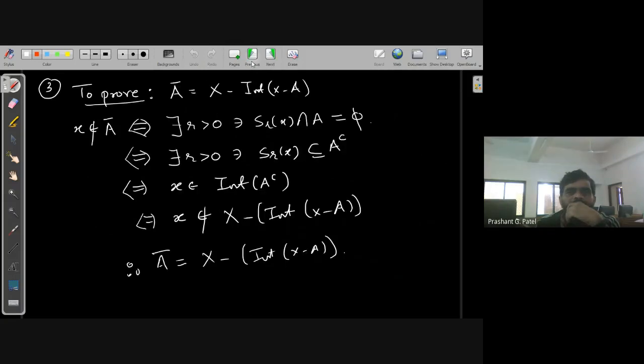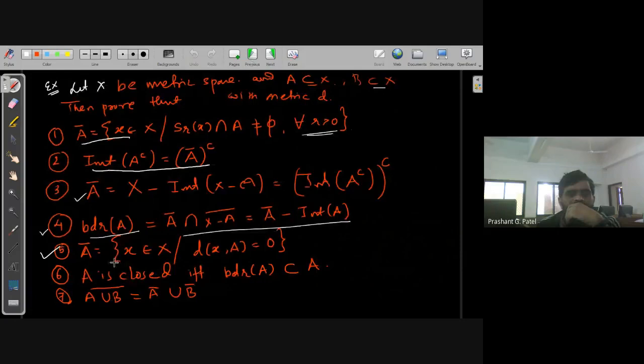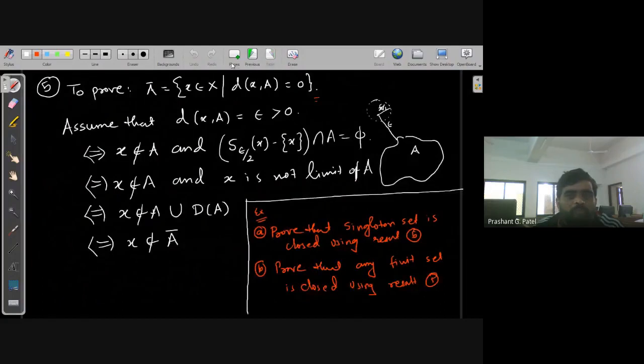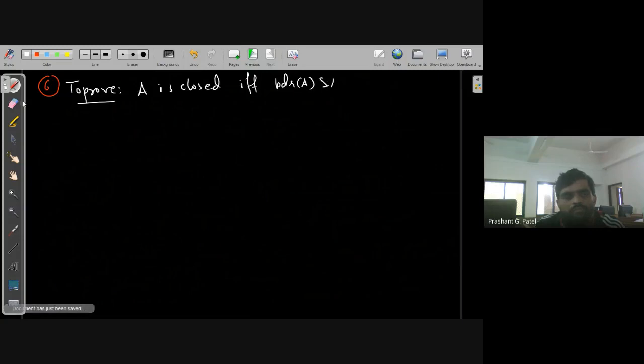Okay. Now the next thing is this: A is closed if and only if the boundary is contained in A. Let us try to prove that. The sixth statement to prove is A is closed if and only if the boundary of A is contained in A. This is the thing you need to prove.